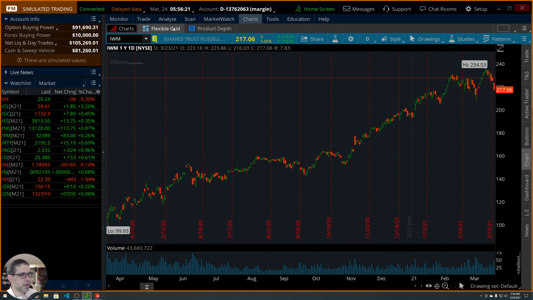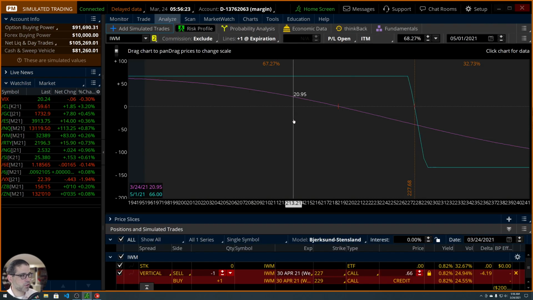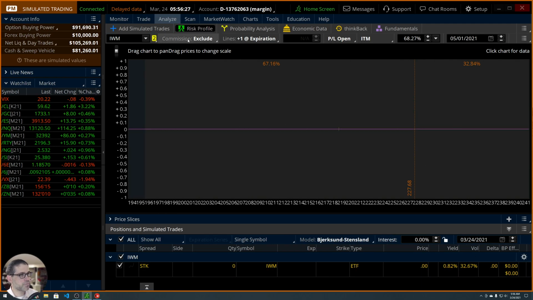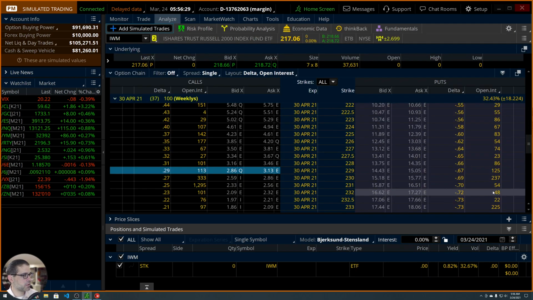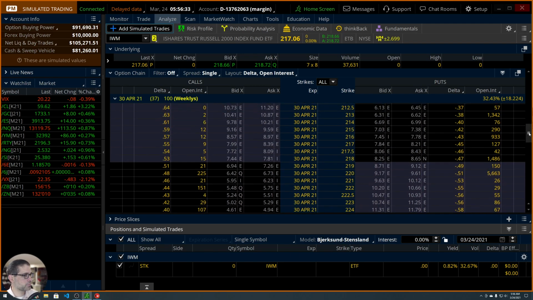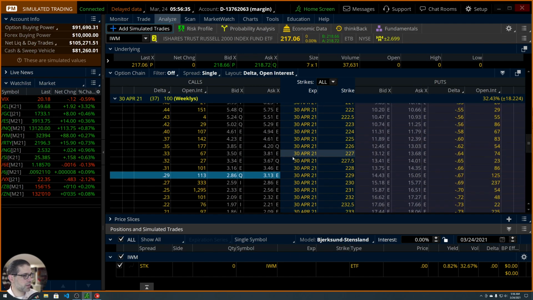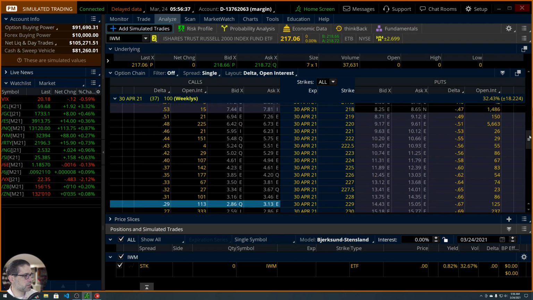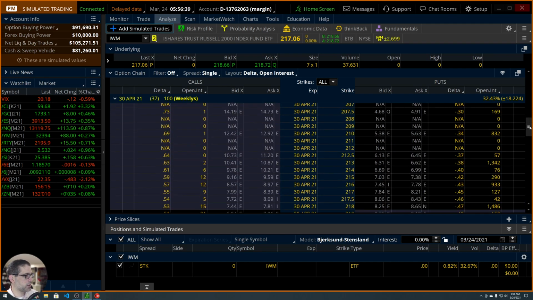So let's go ahead, and just in case you want to explore an alternative, if you wanted to stay short premium, let's take a look at doing a short put vertical. So 227 was roughly the 33 delta. Where does that take us over here? 34 delta. There's nothing here. They don't do that one in the weeklies.